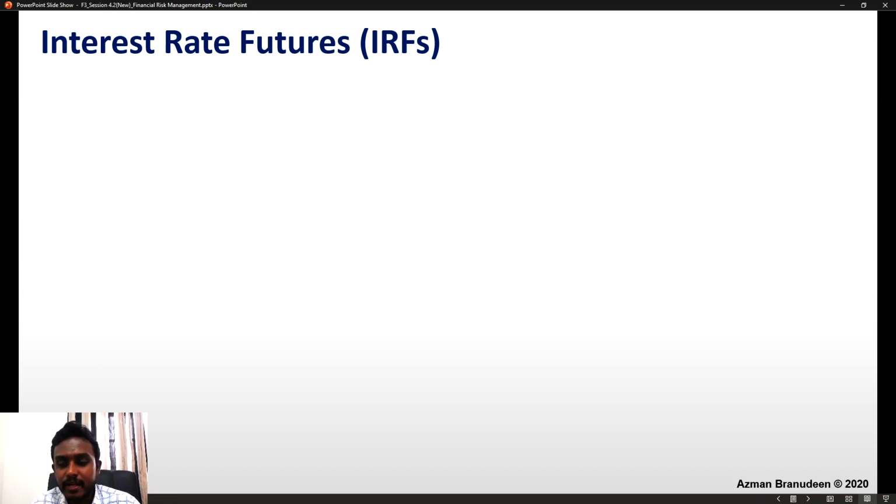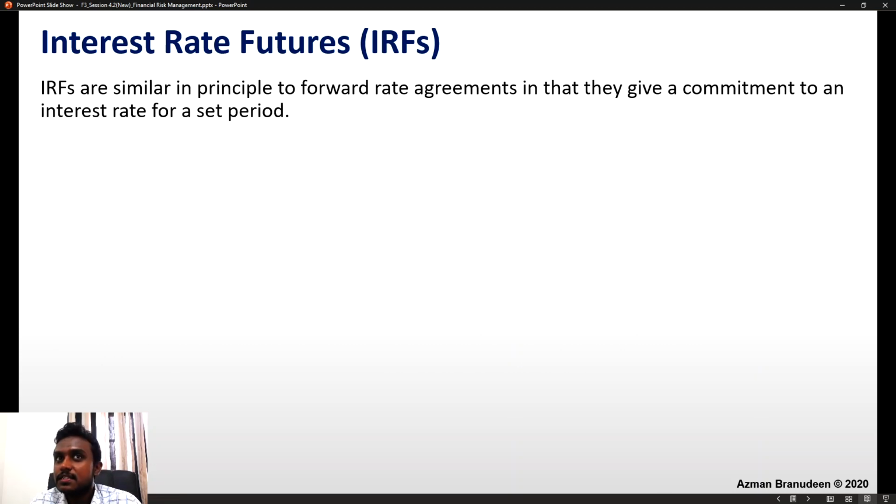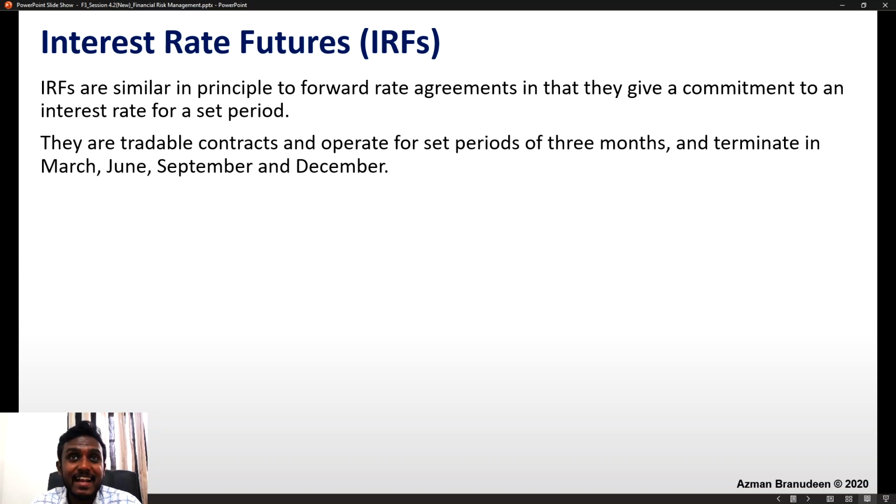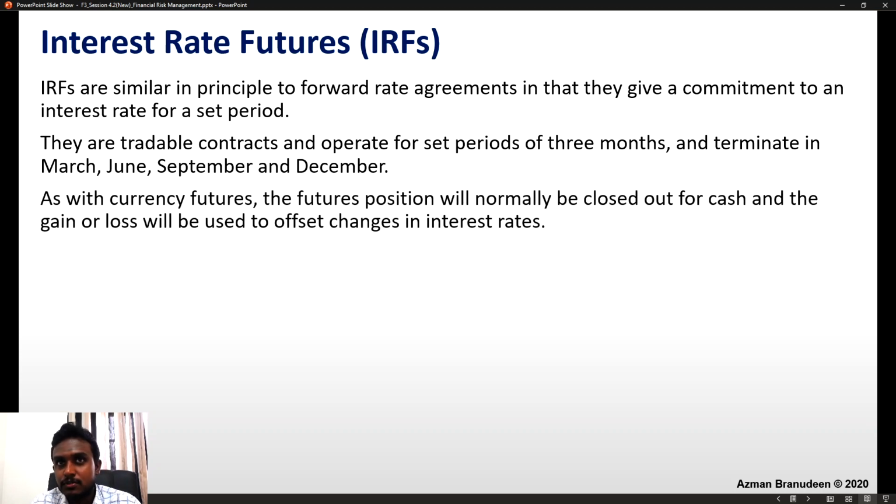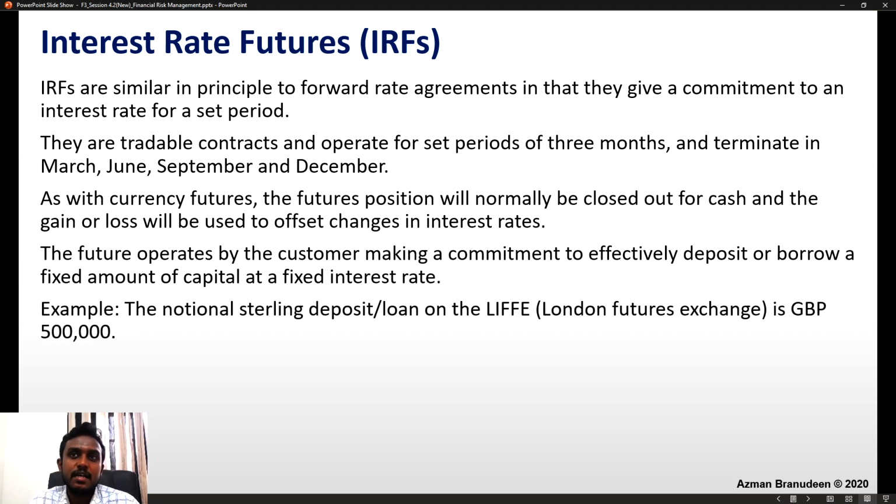That brings me to interest rate futures. IRFs are similar in principle to FRAs in that they give a commitment to interest rate for a set period, but they are tradable contracts and operate for set time periods of 3 months and terminate in either March, June, September or December. As with currency futures, the futures position will normally be closed out for cash, and the gain or loss will be used to offset changes in interest rates. The future operates by the customer making a commitment to effectively deposit or borrow a fixed amount of capital at a fixed interest rate.